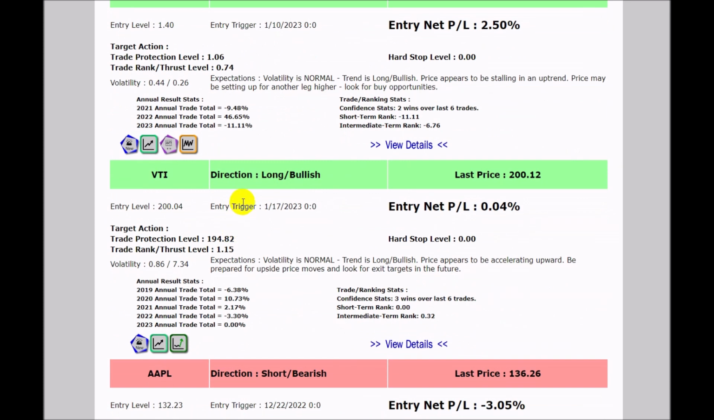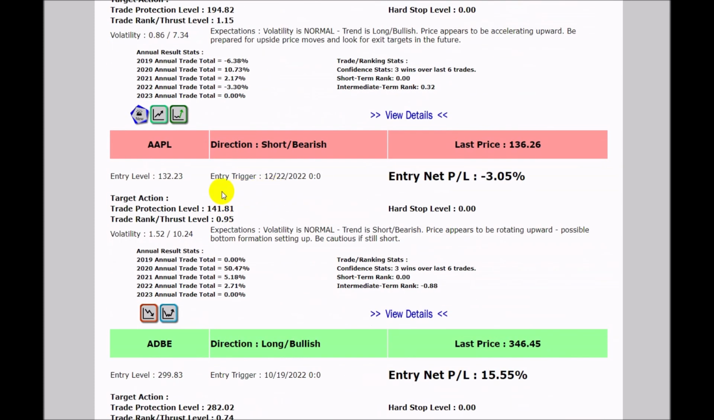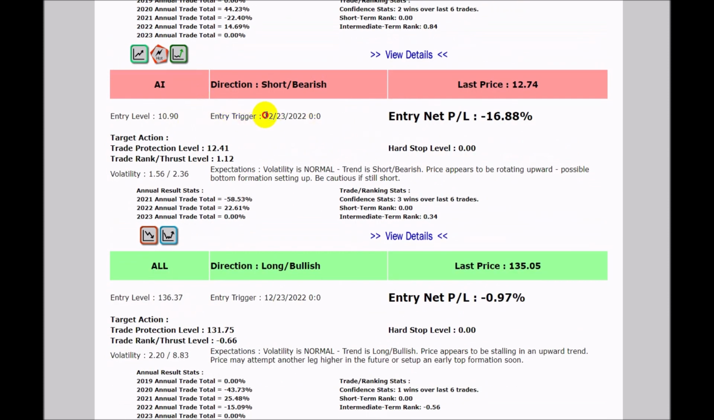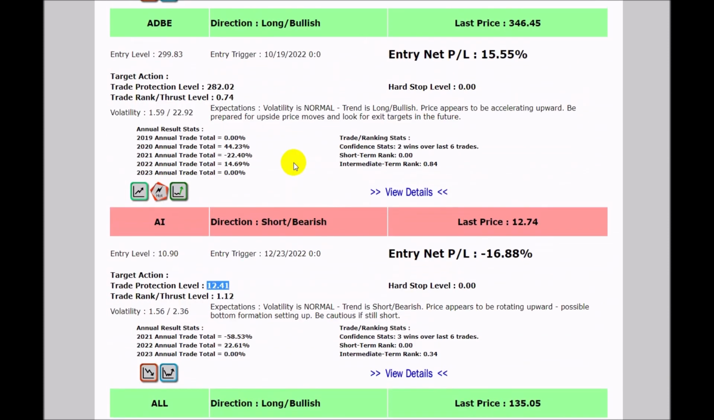TD, UP, VTI, Apple short, got long short on 12.22. We're off 3.05%. Adobe, we got long on 10.19. We're up 15%. AI, we got short on 12.23. We're off 16%. Now remember, it's above our protection level here, so that's why we give you these triggers.